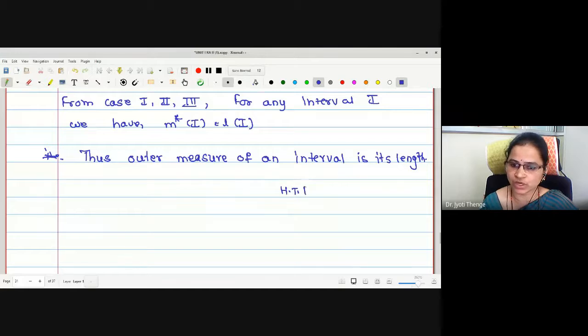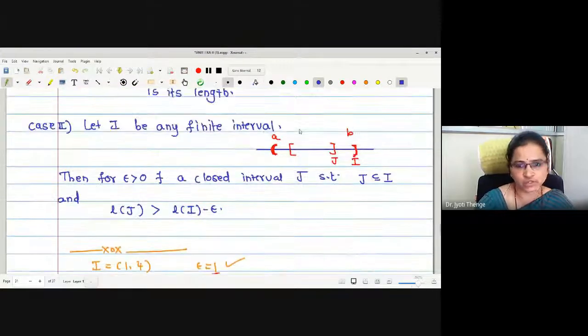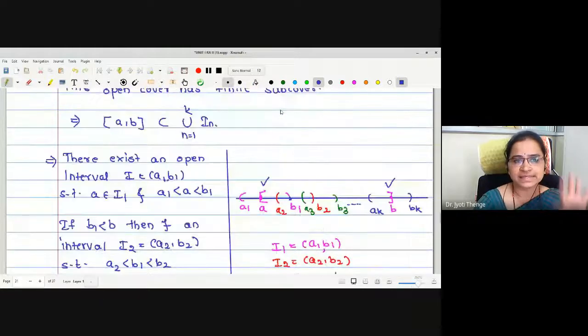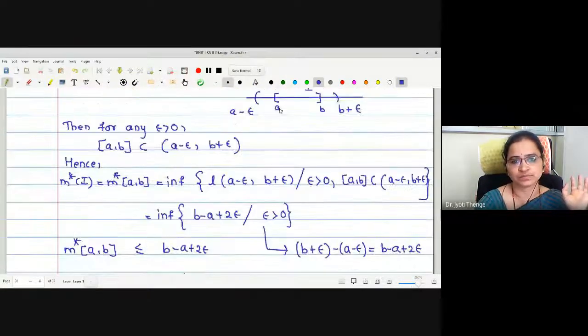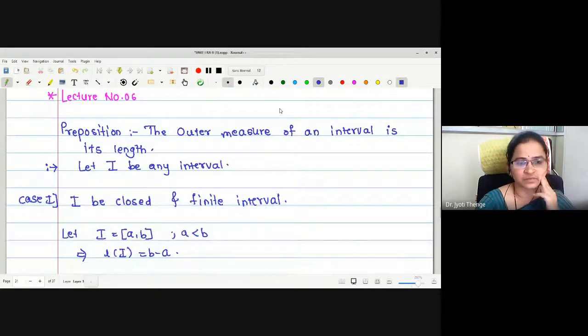If you have any queries on this, you can ask me. It is essential to understand the proof of case 1 because the rest of the proof depends on case 1 only. A nice construction we have seen in case 1. Whether you have a difficulty, you can unmute yourself and ask me.